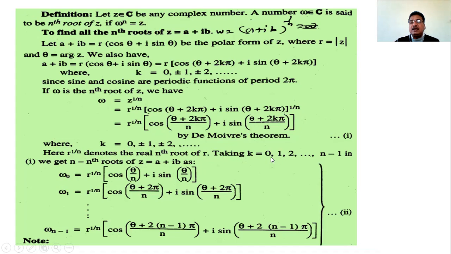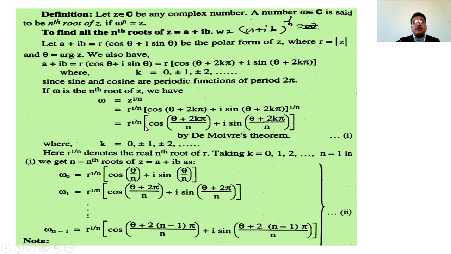And substitute K equal to 0, 1, 2, 3 up to N minus 1 in this. What we get are the nth roots of Z equal to A plus IB, and that is denoted by W naught, W1, W2, up to Wn minus 1. So what is W naught? Substitute K equal to 0. So what do we have? R raised to 1 by N cos theta plus 2 into 0 pi, 2 into 0 pi means 0, so just theta by N, plus I sin theta by N. This is the first value of the nth roots of Z.